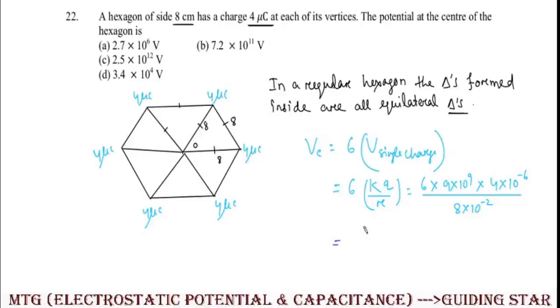So finally if we do the calculations, so how much we'll be getting? So 6 and 4 means 24, divided by 8 gives 3, so 9 into 3 is 27. 27 into 10^-2, ऊपर जाएगा तो 10^2, so 10^9 times 10^2 is 10^11, 10^11 minus 6, so 27 into 10^5. Clear? 27 into 10^5, or we can write 2.7 into 10^6 volt. So net potential at that particular location will be 2.7 into 10^6 volt.